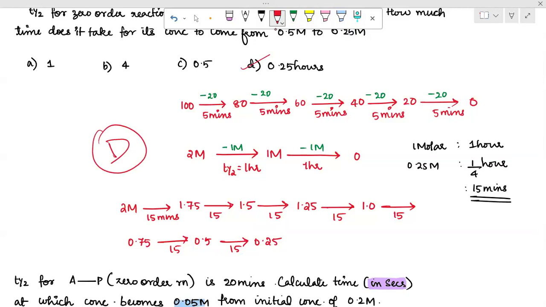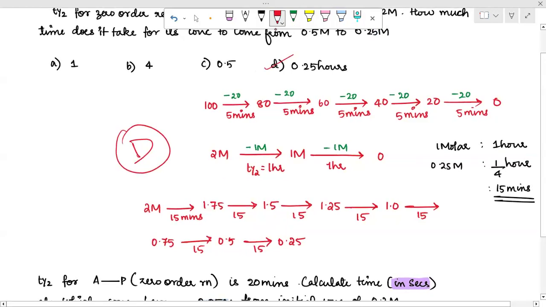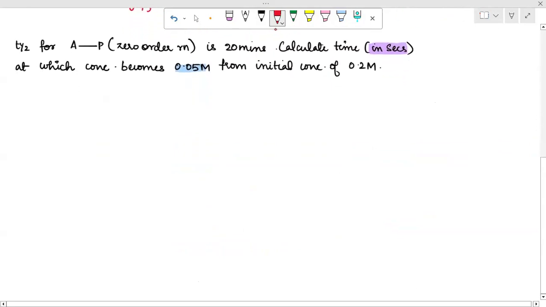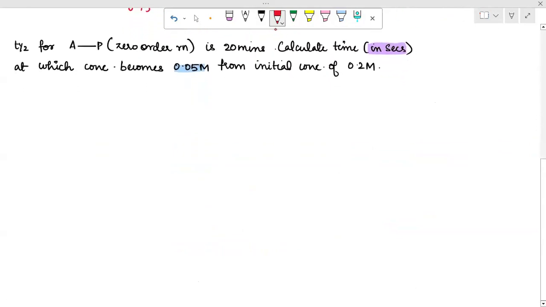So this is a trick which can save a lot of time. Please try this one as well. T half for a zero order reaction is 20 minutes. Then calculate the time in seconds at which the concentration becomes 0.05 from an initial concentration of 0.2.